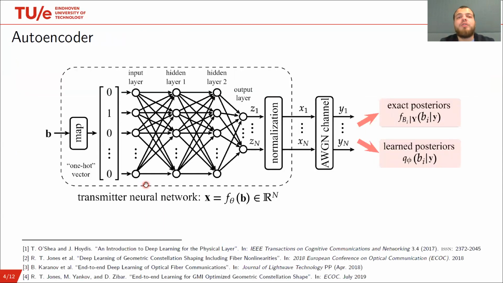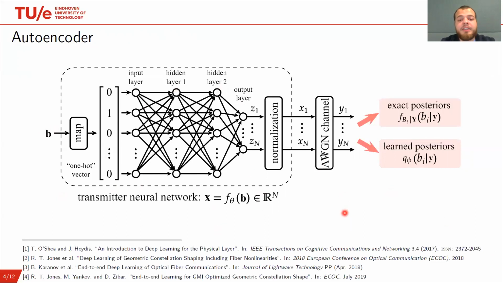The general structure used for geometrical shaping is the autoencoder, as proposed by O'Shea et al. and used in other works such as Jones et al. and Karanov et al. The autoencoder itself consists of three different parts: the transmitter part, the channel part, and the receiver part. A sequence of bits B gets mapped to a one-hot vector. This one-hot vector represents a constellation point and is the input to the transmitter part of the network. This one-hot vector gets mapped to an output layer through several hidden layers.